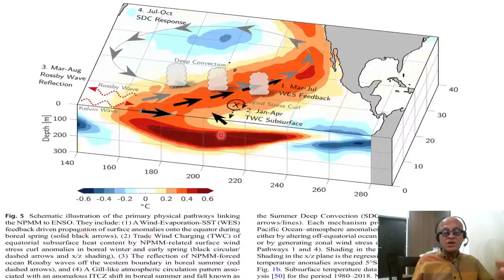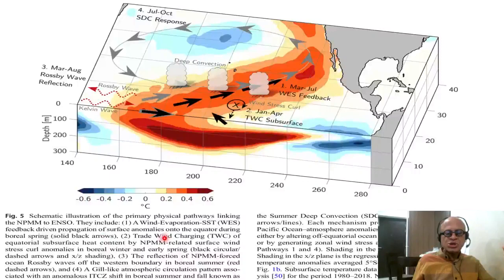So this includes wind evaporation SST feedback, the WES feedback. So the wind anomalies are weakening the trade winds and producing latent heat loss drop and creating warm SST anomalies, and summer deep convection response, or the SDC response, during July to October. So sorry, that's during the boreal spring in the solid black arrows.